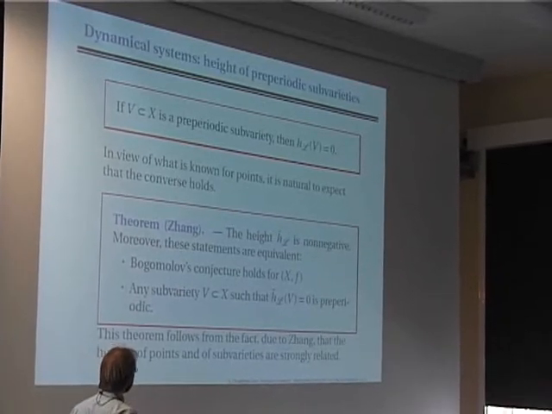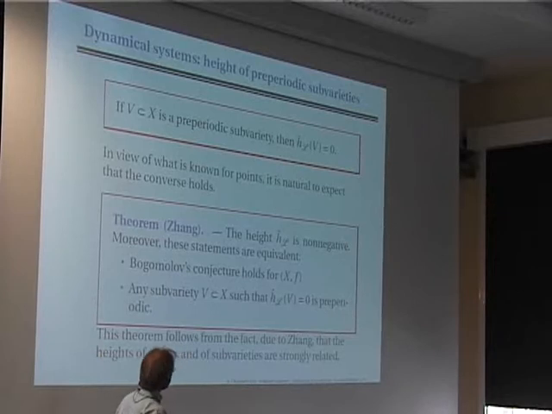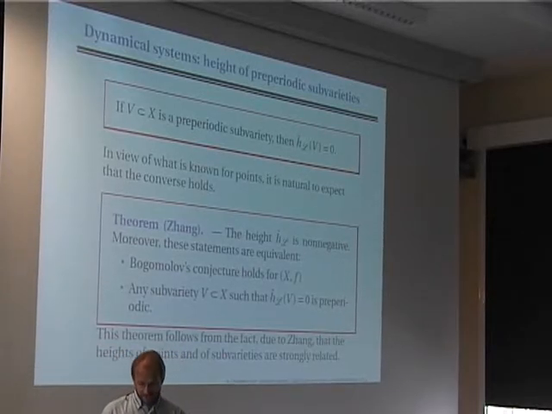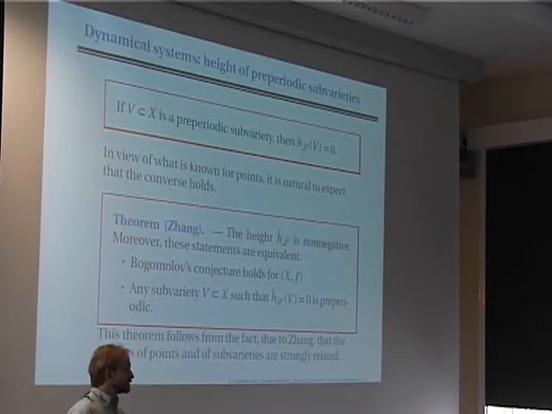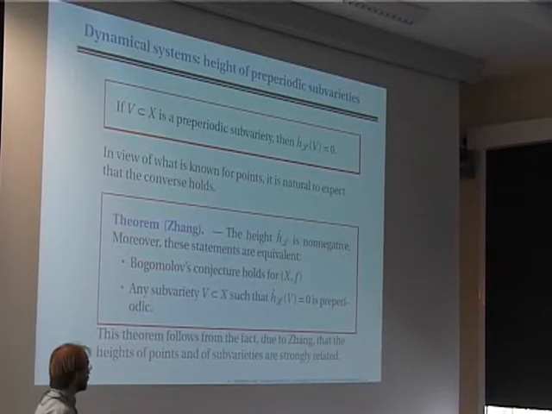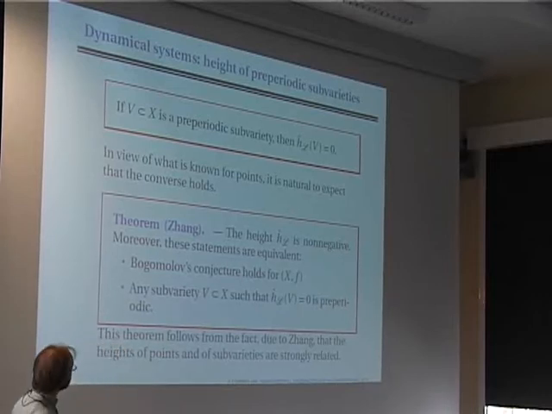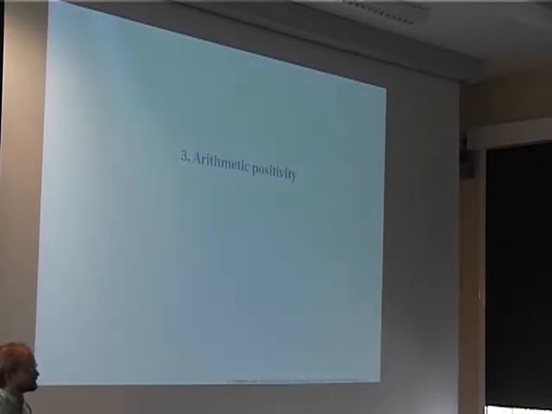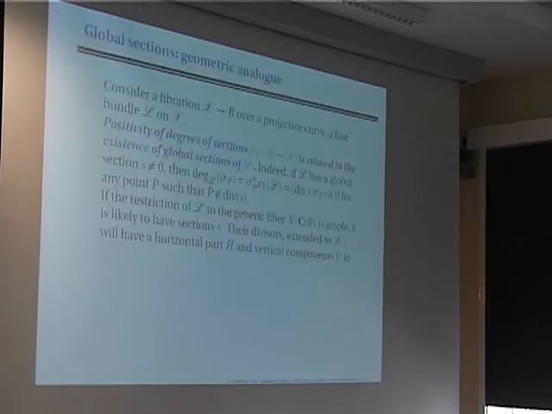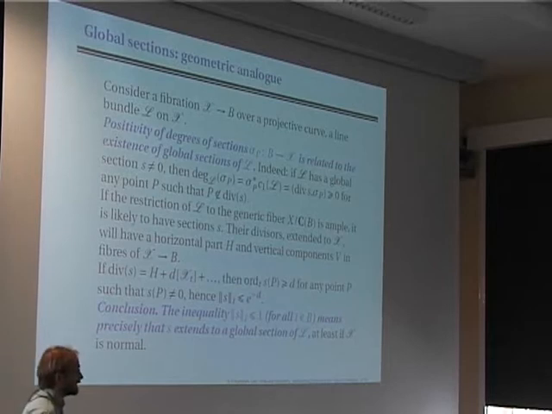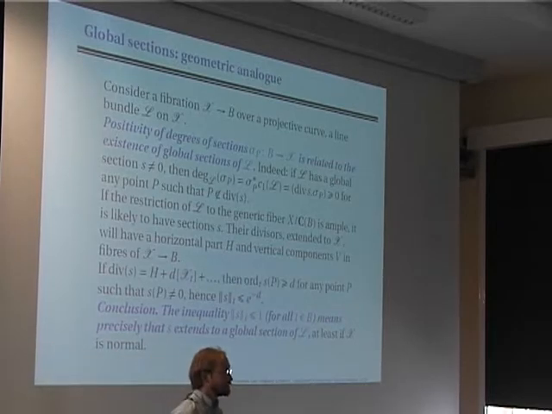And as I said, this theorem is related to a close interaction between heights of points and heights of subvarieties, which has been established by Chambert-Loir, and which I want to show you in the next part. So this is called arithmetic positivity. And before I can discuss the arithmetic analog, I have to go back to the geometric one.